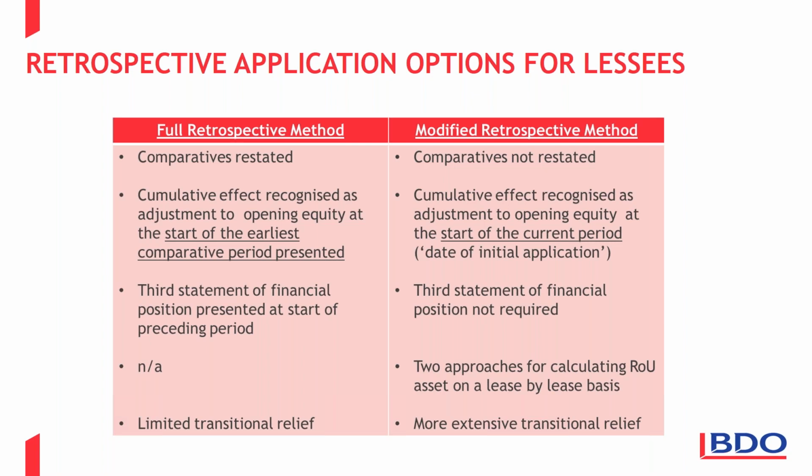So if we just look at full retrospective method, that's where your comparatives will also be recalculated, restated. The cumulative effect of all the leases before the beginning of the comparative year would be adjusted against opening retained earnings at the beginning of the comparative year. There will be a third statement of financial position presented at the start of the comparative year, and there's very limited transitional relief available.